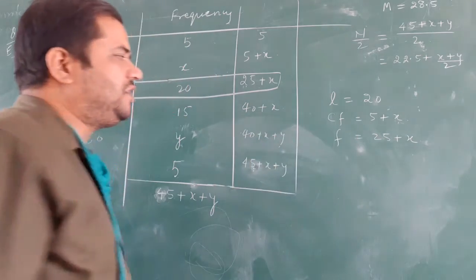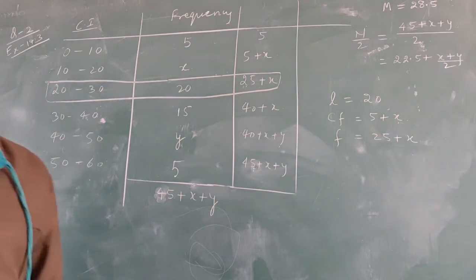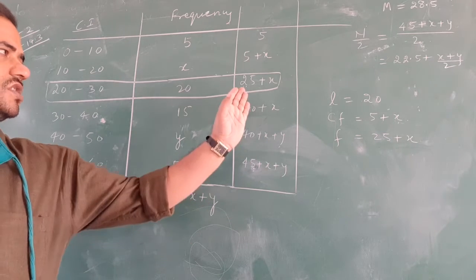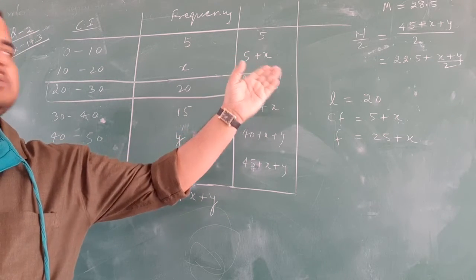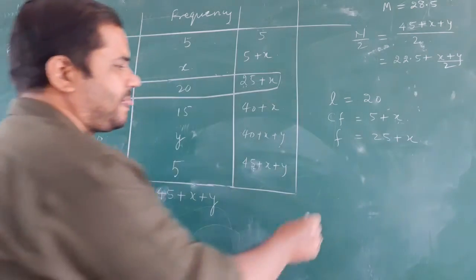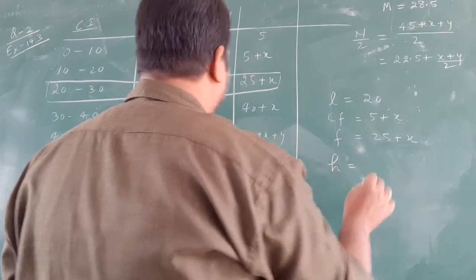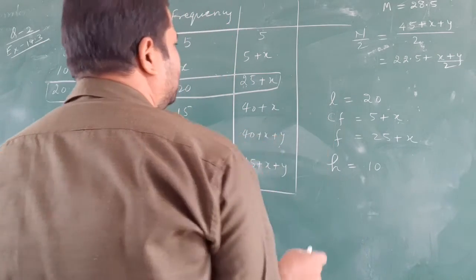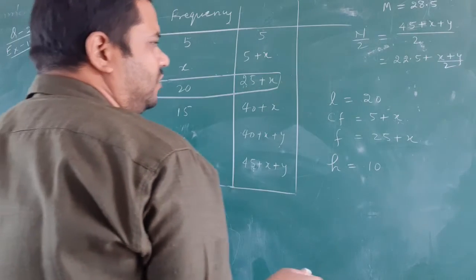CF means the cumulative frequency of the class preceding the median class. So this is the preceding number, 5 plus x. F is this. H will be 10. Now put the formula values. What you will get?